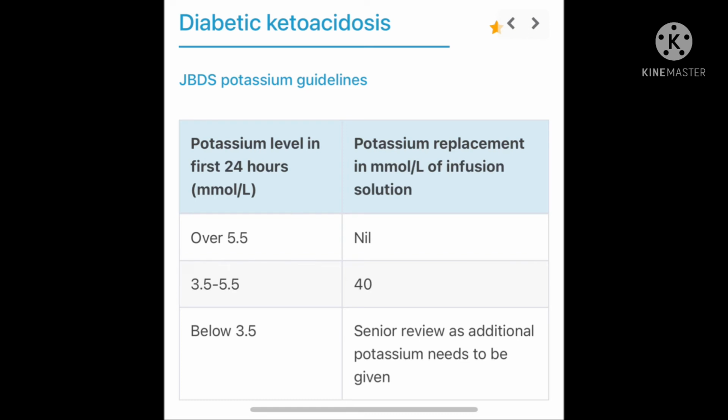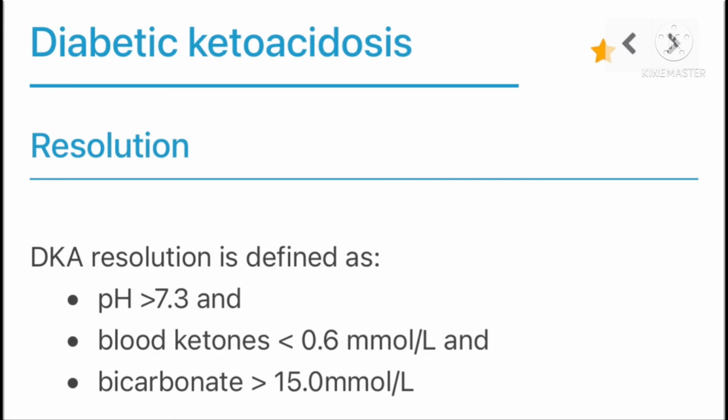Next one is the potassium replacement. It will depend upon the level of potassium. If the potassium is less than 3.5, you will ask a specialist. If potassium is 3.5 to 5.5, you will give 40 mEq of potassium. If it is more than 5.5, then you will not give any replacement. But always remember, you have to do cardiac monitoring when you are giving the potassium.